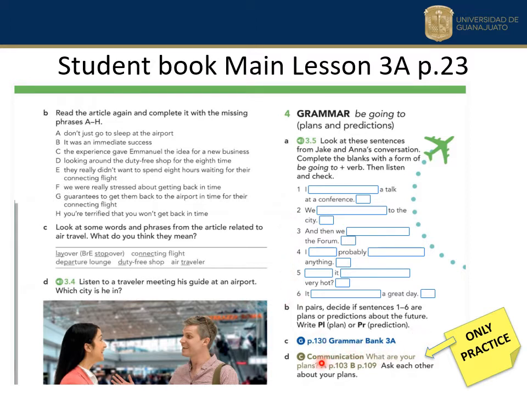After that we have the communication, y en esta actividad la van a realizar en pares, pero no van a enviar ningún audio, solo es práctica, ¿ok? And you already have these questions from page 103 and page 109 in the PDF that I share with you. Those who already have the book, well, you just have to go to these pages.